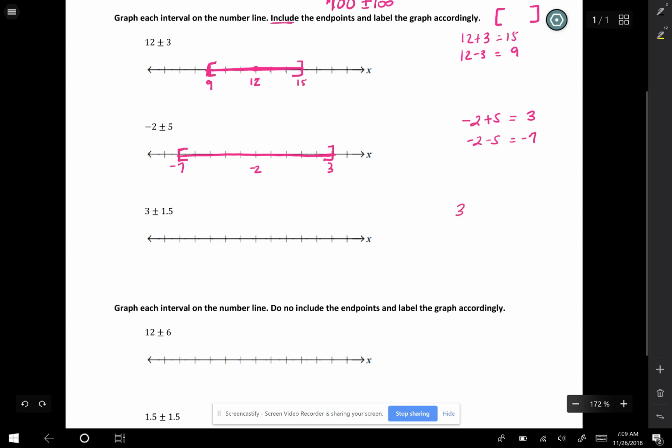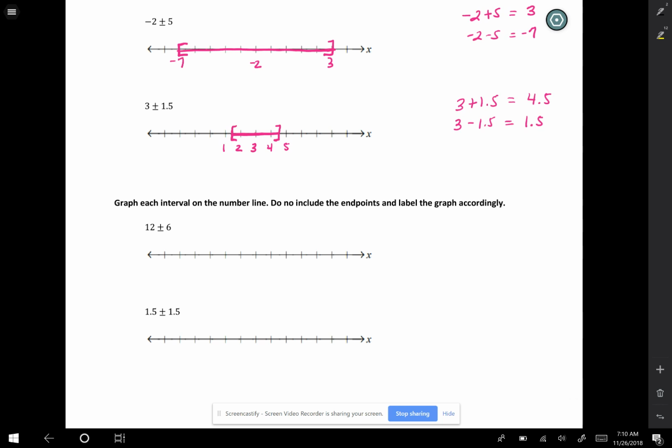And then the next one has a decimal in it. So 3 plus or minus 1.5. So if we do 3 plus 1.5, we would get 4.5. If we do 3 minus 1.5, we would get 1.5. So we're going to start at 3. And we need to go to 4.5. So I'm just going to label it like this, and we'll go in between. So if we go to 1.5, that would be halfway between 1 and 2. 4.5 would be halfway between 4 and 5, and then we shade.